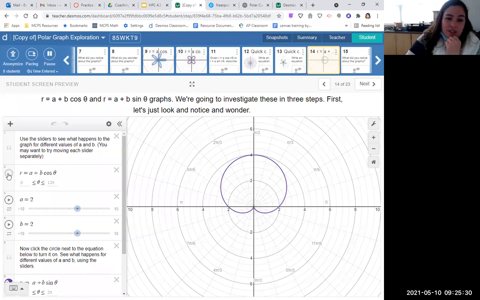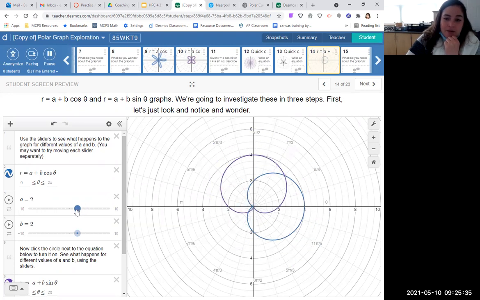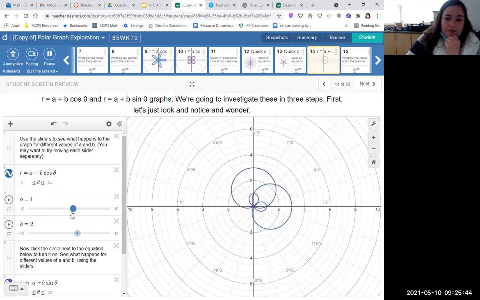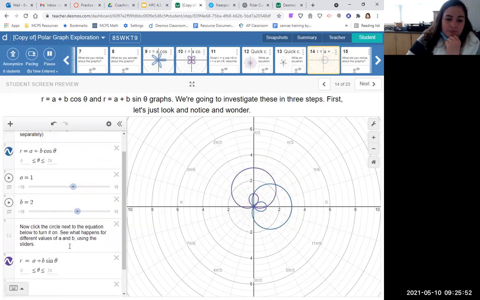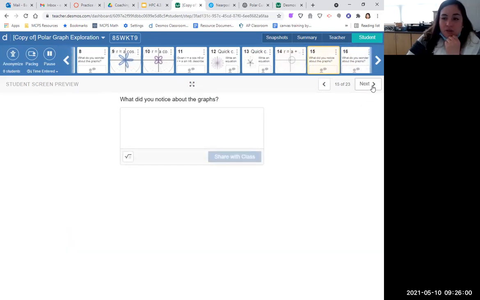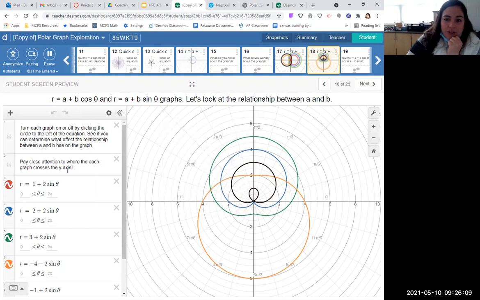So again, first, we're just going to click on the graphs and slide the A's and see what we notice and wonder, now that this is a little bit different. Okay, so we play with it a little bit. What do you notice about the graphs? What do you wonder about the graphs? Okay, so now we're going to look a little closer.